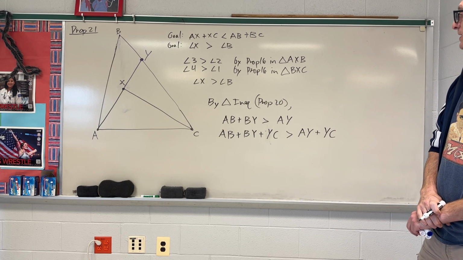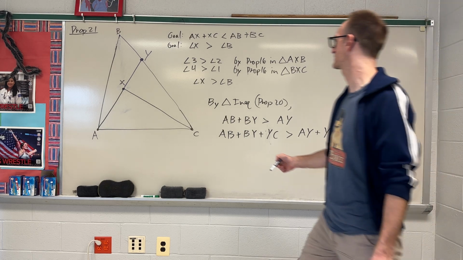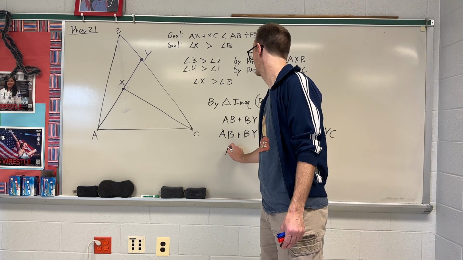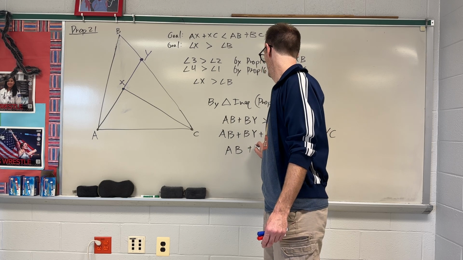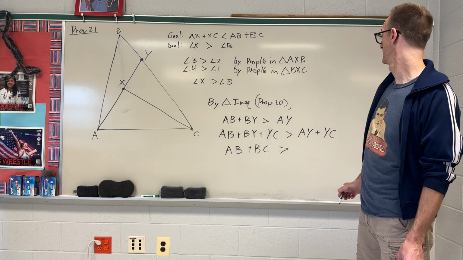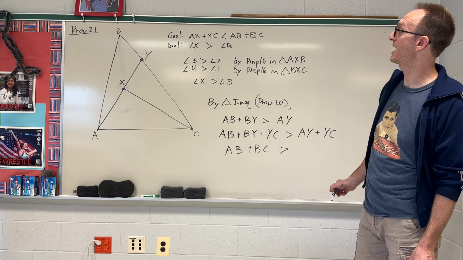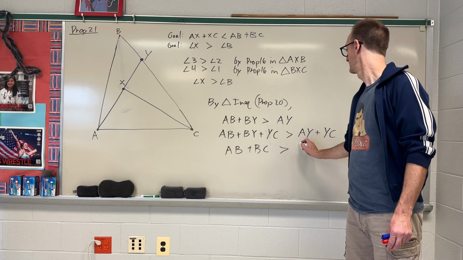Oh, that's just it. AB plus BY, and then we're just done? Oh my god, that's just insane. So AB plus BC is indeed greater than, well, no, that's a different triangle now. It is greater than AC. AY plus YC. We want it to be AX plus XC.